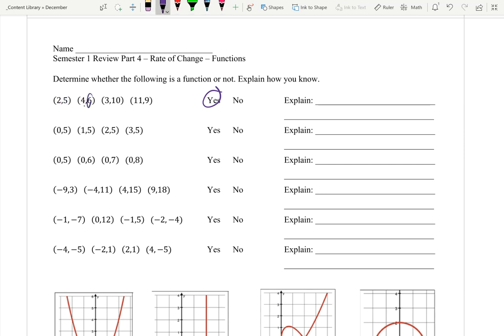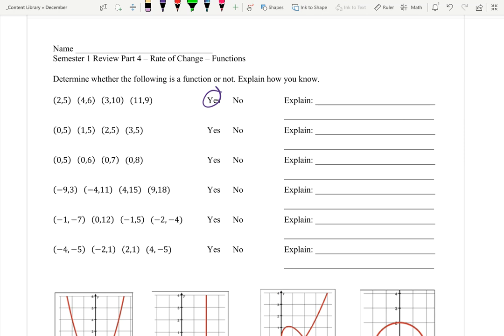4 is only paired to the 6, 3 is only paired to the 10, 11 is only paired to the 9, right? So basically, there are 4 unique x values. Whenever you have 4 different x values, or 5 or 6 or whatever, if they're all different x values, then it's going to be representing a function because there's no duplicate or cloned x. And notice, I don't really care about the y's. I'm only focused on whether there's a clone or duplicate x. This is a function, yes.